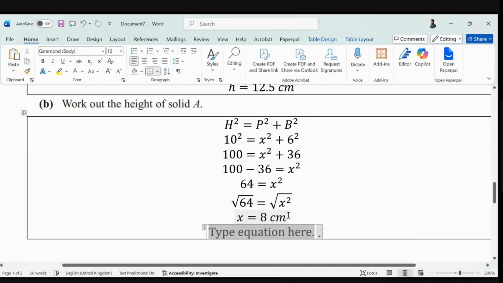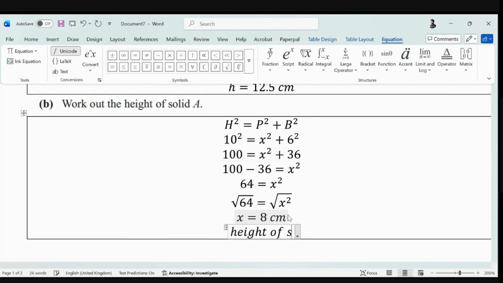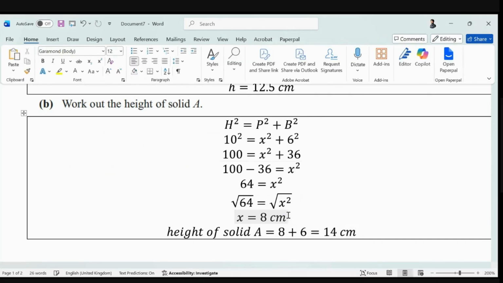So what will be the height of this cone? Of 8 is not 8. It is 8 plus 6, which is 14 centimeters. Is this clear? Is this clear, bachon? Anything that is not clear till this point, do let me know.